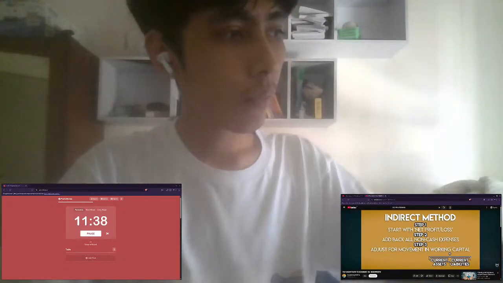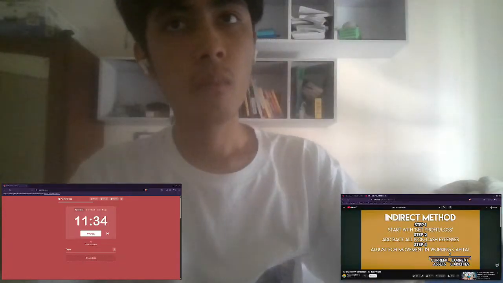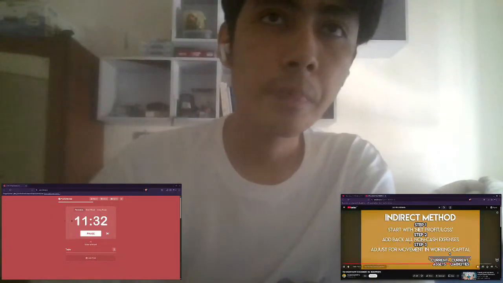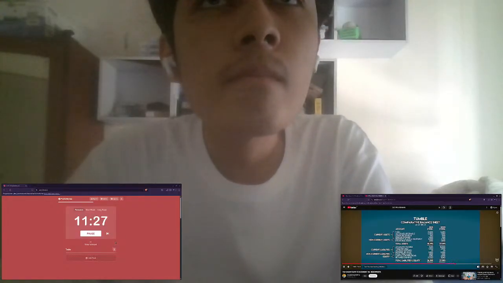Step 3, we need to adjust for the movement in Tumble's working capital. Working capital is the difference between current assets and current liabilities. Ignoring cash, current assets are typically made up of inventory and receivables, and current liabilities are payables. We can find the movement in all of these on Tumble's comparative balance sheet. It doesn't look like Tumble has any inventory, but they do have some receivables: accounts receivable, other receivables, and prepaid expenses.